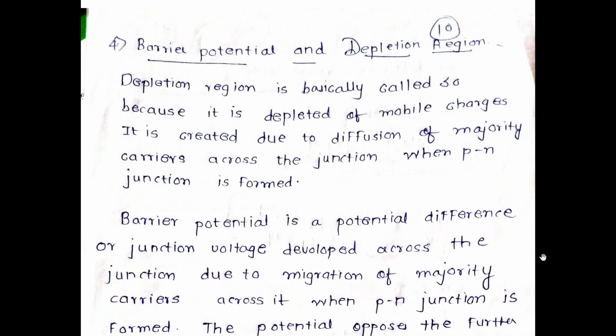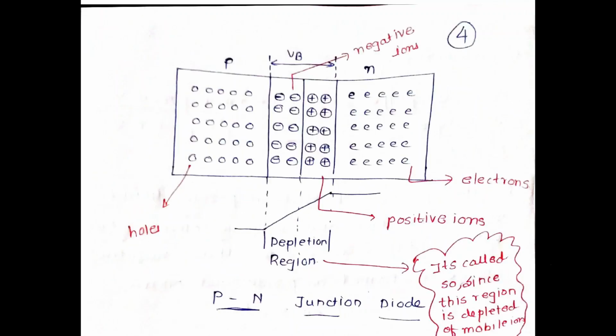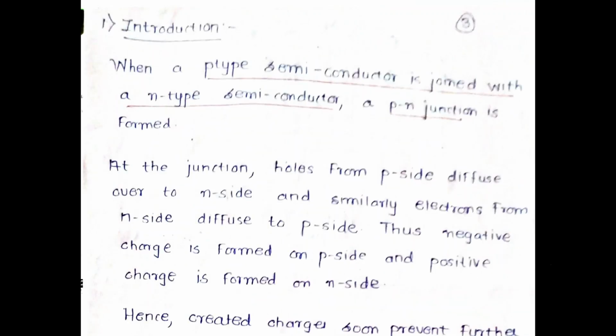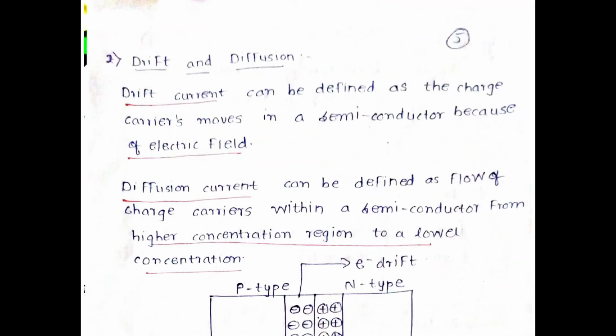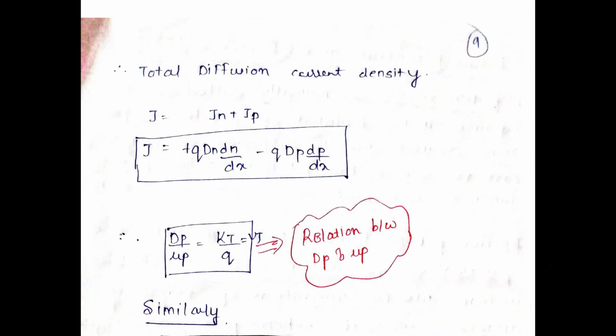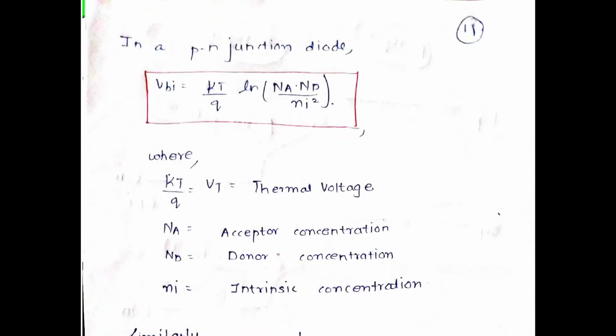So the next topic that we'll be learning today is barrier potential and depletion region and also capacitance. We have learned a variety of topics till now, talking about the introduction to PN junction diode, the diagram about PN junction diode. The video is already uploaded on my YouTube channel Electronic Devices and Playlist, so you can watch it from there. Then drift and diffusion is already covered. The next theory topic is going to be barrier potential and depletion region and capacitance. Please understand these concepts very well and note down the formulas.